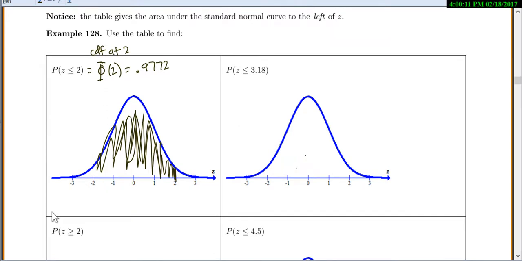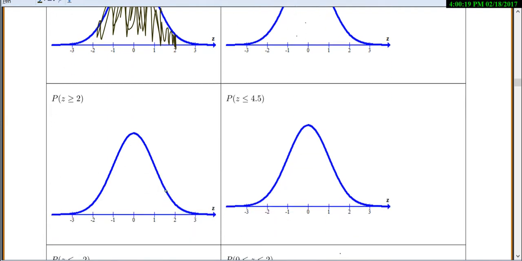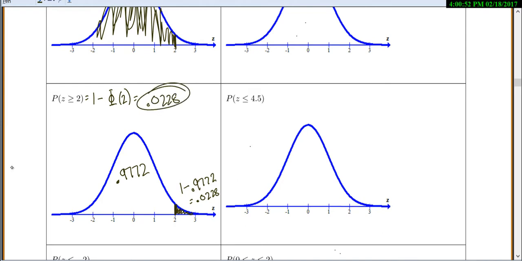So let's go down the left side here. My next one says find the probability z is greater than or equal to 2. So here's my 2. I want the area to the right. My table, though, only gives me areas to the left, and I already looked that up: the area to the left was 0.9772. So how would you find the area to the right? You do 1 minus 0.9772, or 0.0228. So we have to use the complement rule: you do 1 minus the probability if you look up 2, or 0.0228. So this was our complement rule.